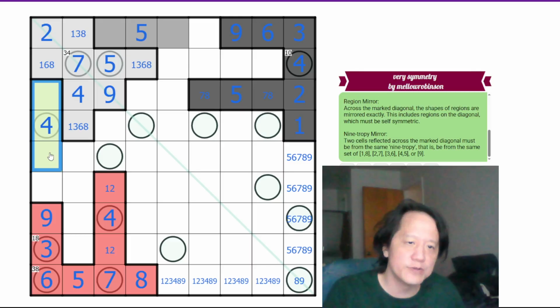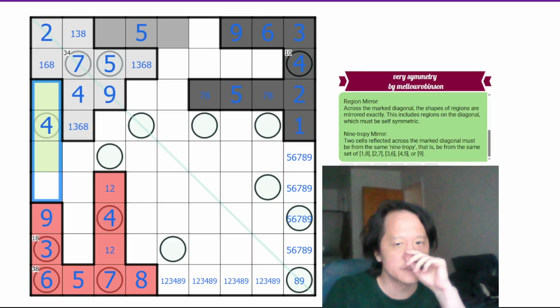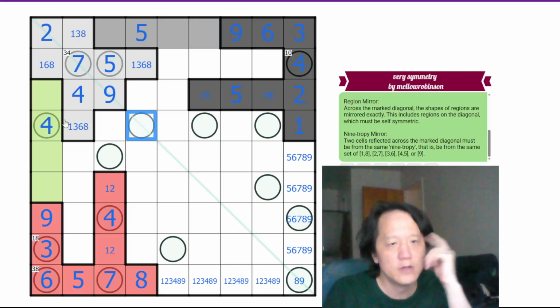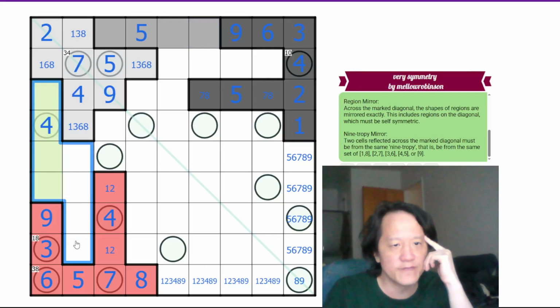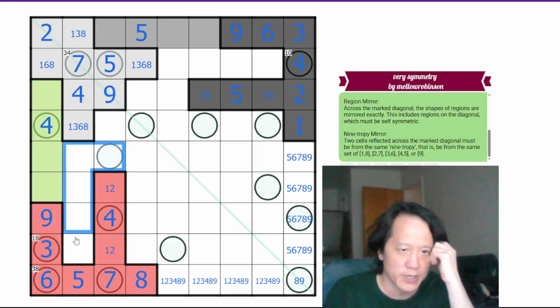1, 2, 3, 4. So this has to see 4 this way. That must mean medium there. 1, 2, 3, 4. It has to be 5, 6. They have to be all part of the same region because there's only one way out. So it must go that way, which means that must go that way.